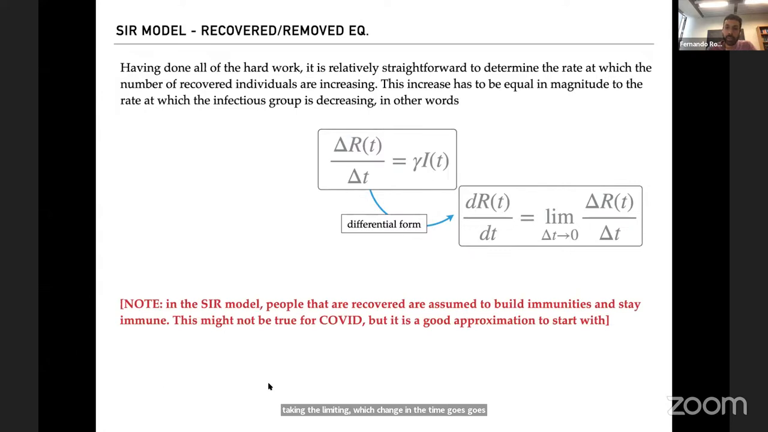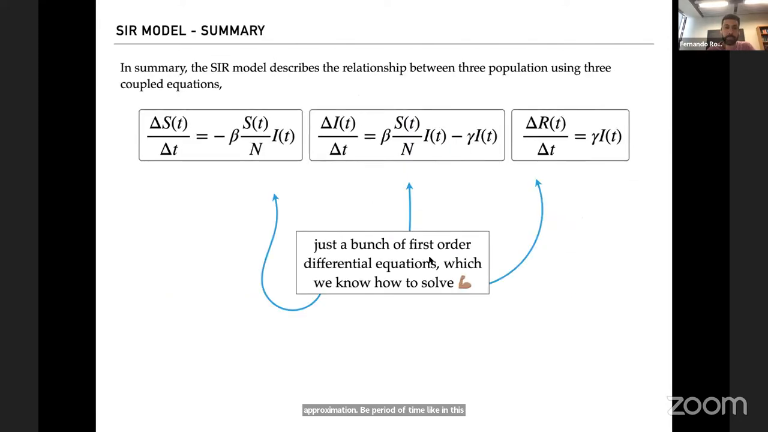Okay, so this is just a little caveat. We're assuming that people build immunity and stay immune. It's not true. We know by now this is not actually true for COVID and for many other sicknesses. But it's a good approximation in a short period of time, on the scale of perhaps 2 or 3 months.